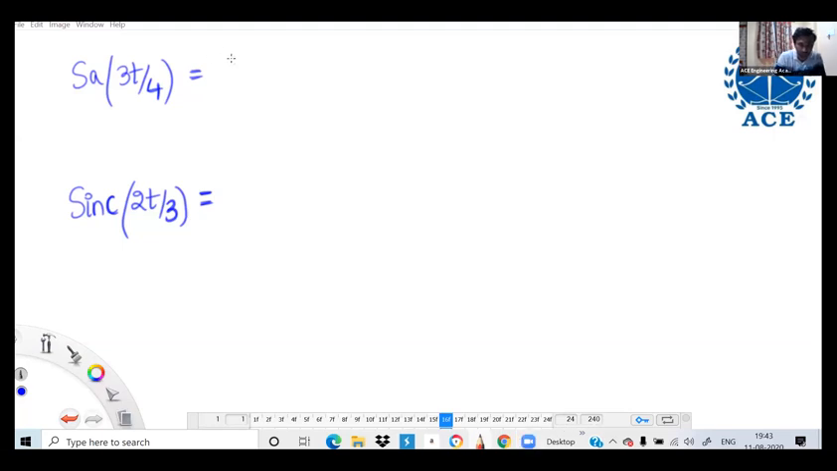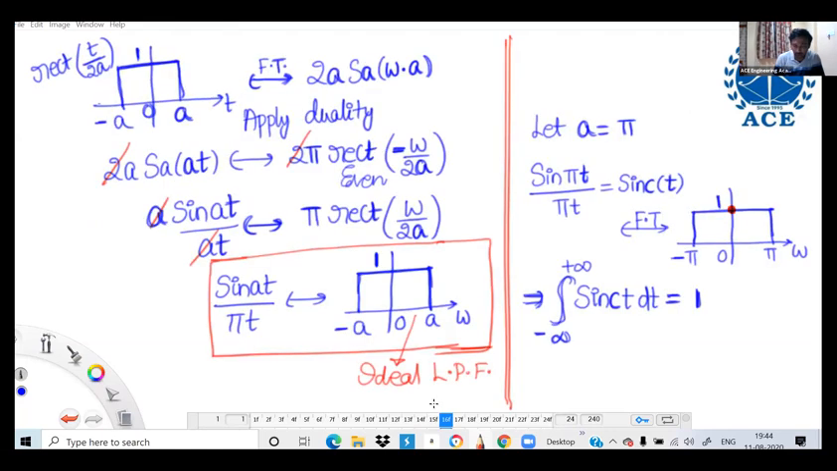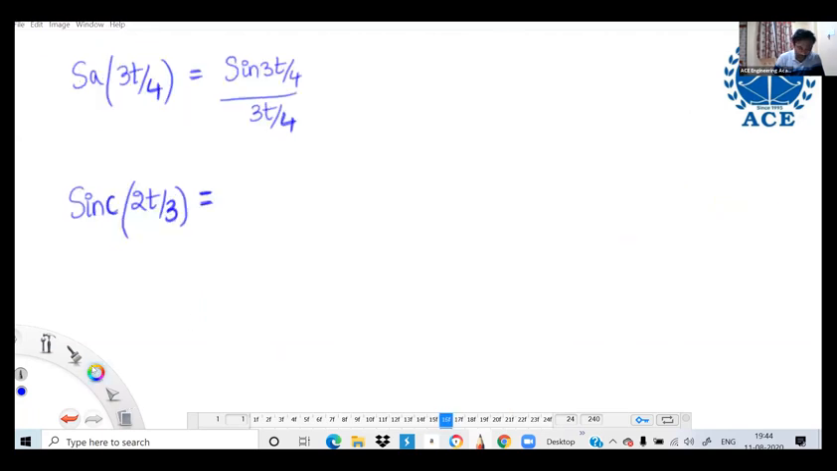First one can be written as what, sir? Sin 3t by 4 by 3t by 4, like sin x by x. But what we need according to the formula is sin At by pi t. Pi is not there, so I am adjusting the extra pi. Sin At by pi t form is needed.